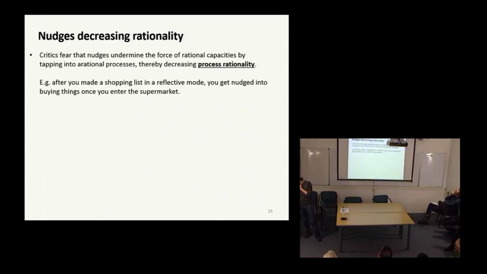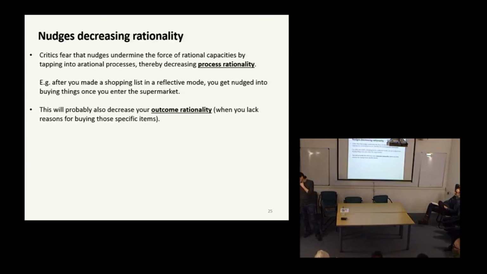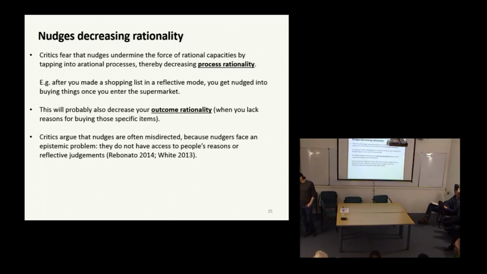suffer from procrastination. I agree that I also want to claim that sometimes nudges can decrease process rationality. So if you're in a reflective mode, sometimes nudges can make you less reflective. So imagine going shopping, having made a shopping list, and then there's smart choice architecture that steers you into picking items that you don't really need, but you just get lured into that. That's definitely decreasing process rationality. It's probably also decreasing your outcome rationality because you didn't want to buy those items, or you don't have good reasons to buy them. And here's the epistemic problem. How can nudgers ever find out what my reflective judgments are, what my global preferences are, what my reasons are?